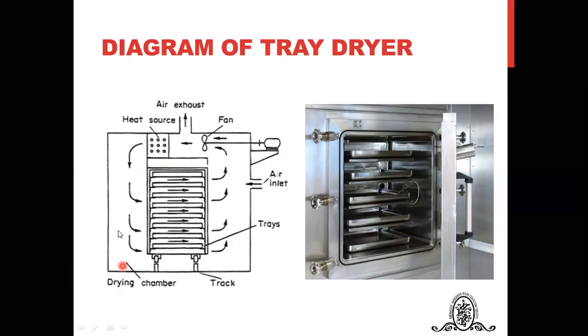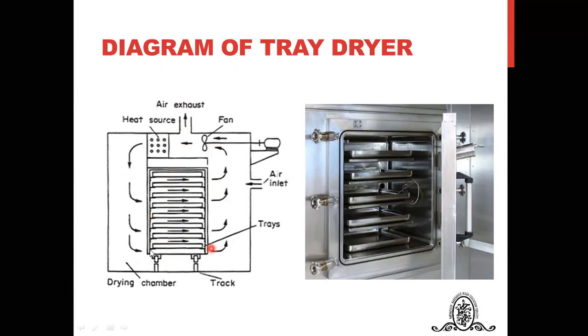In this figure, you can see this is the air inlet, and this outer surface is the drying chamber. This is the heat source. Air is removed through this air exhaust when the fan is provided over here, and these are the tracks. And you can see these are the main trays which are used in the tray dryer for the drying of food. We generally put our food material on these trays, which we want to dry.